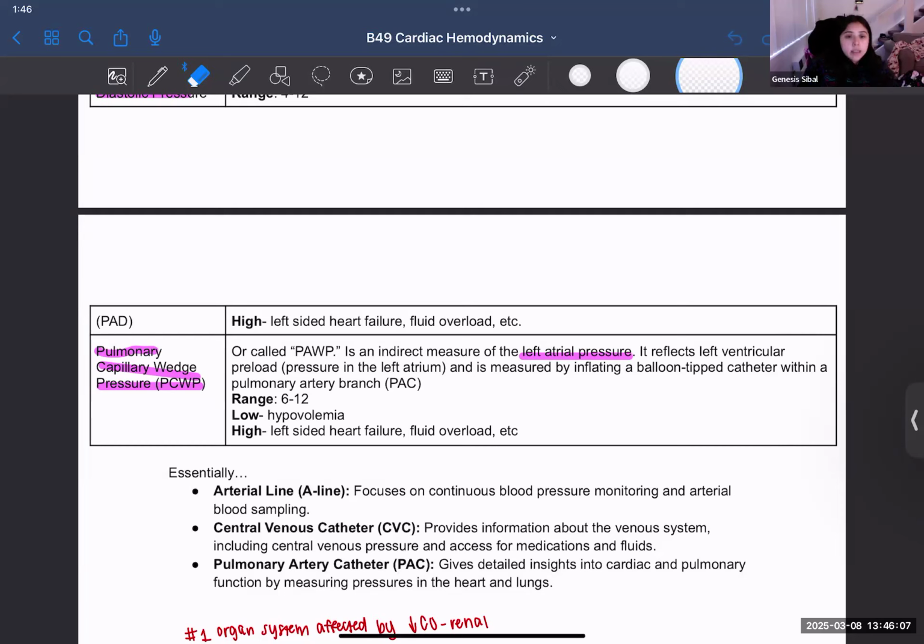All you have to know with PCWP is, I don't know why they decided to call it PCWP, but if you think about the name, it makes sense. Pulmonary capillary wedge pressure, how much is going back. Really, it could just be LAP, the left atrial pressure. You see that by doing the balloon-tipped catheter through a PAC. Left ventricular preload is what we're talking about: pressure in the left atrium, and then it goes to the left ventricle.